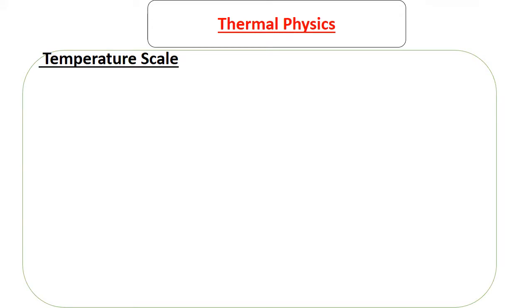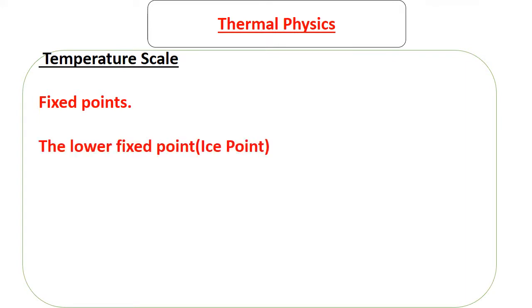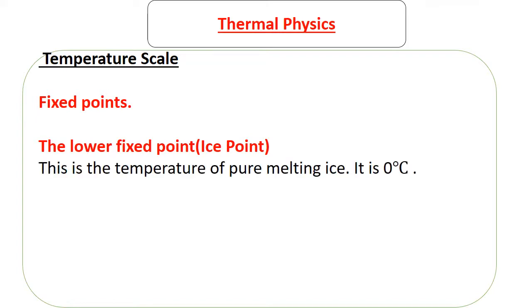So first, let's get grounded with some of the terminologies that are used. There are 2 points that you need to come up with, which are called fixed points. These are 0 degrees and 100 degrees Celsius. 0 degrees is called the ice point, or the lower fixed point. The lower fixed point is the temperature of pure melting ice, which is 0 degrees Celsius. So you need ice which is melting, then you measure that temperature, and wherever your mercury thread is going to be, you mark that point as your 0 degrees Celsius.